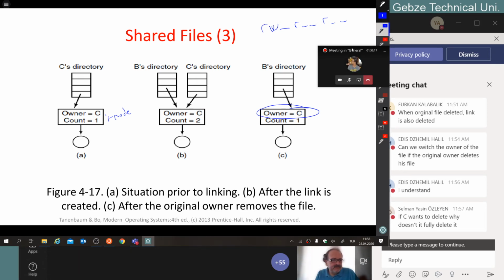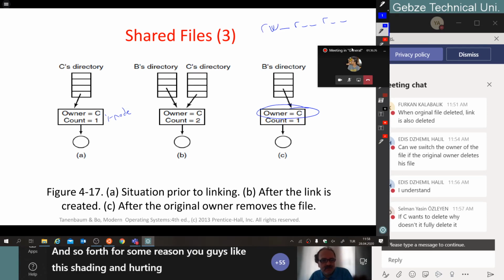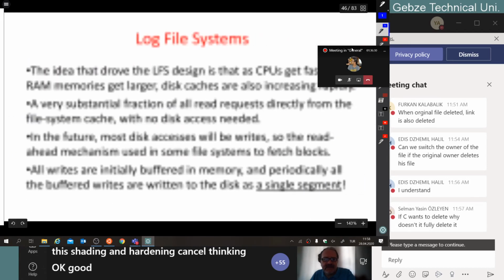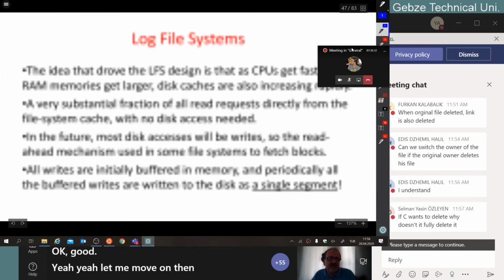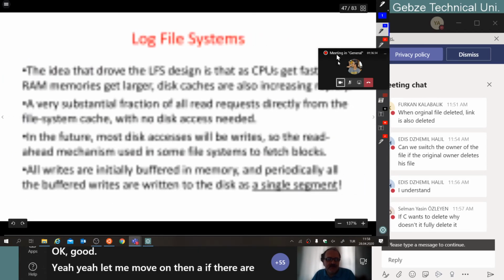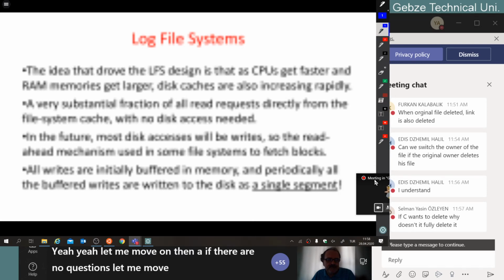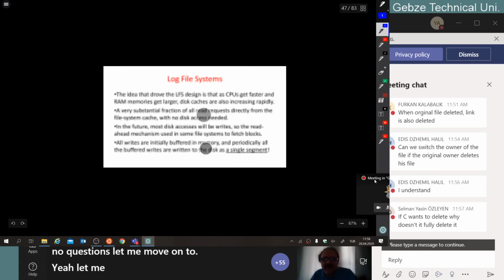Okay? Good. So for some reason you guys like this shading and hard linking and soft linking. Okay, good. Okay, let me move on then. If there are no questions, let me move on to log file systems.